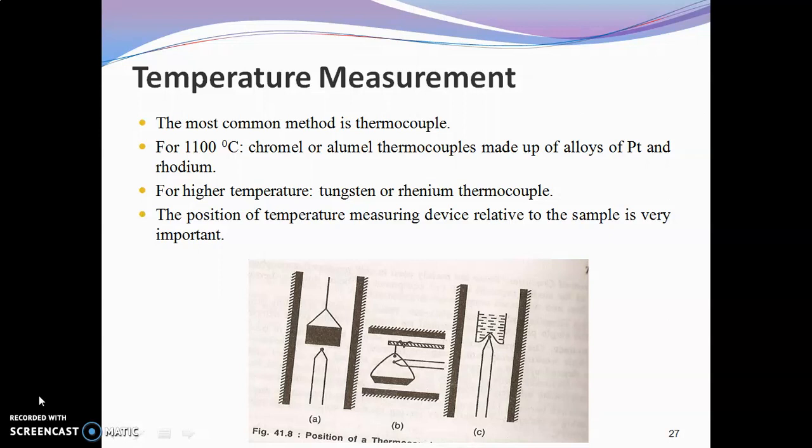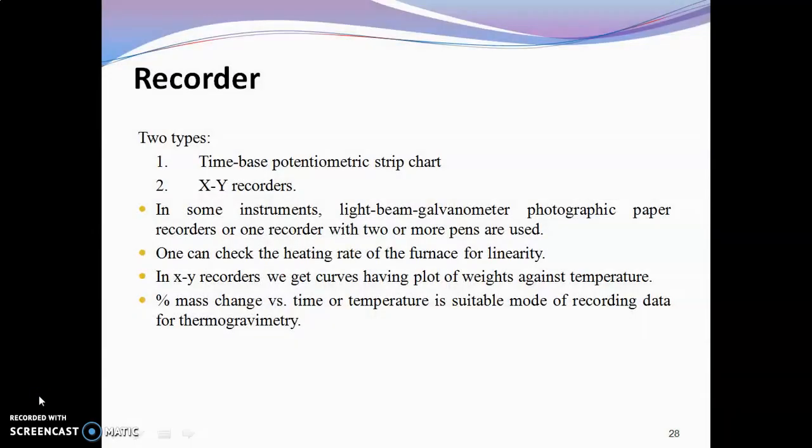The position of the temperature measuring device relative to the sample is very important. Here we are seeing the three positions. First position is exactly below the sample holder, second is within the holder, and third is in contact with the container. So mostly the third position is the more preferred one, because we are getting the exact sample temperature by this technique.